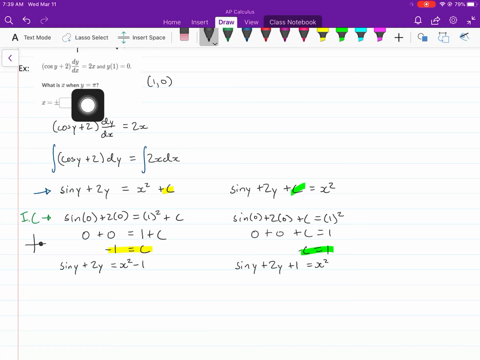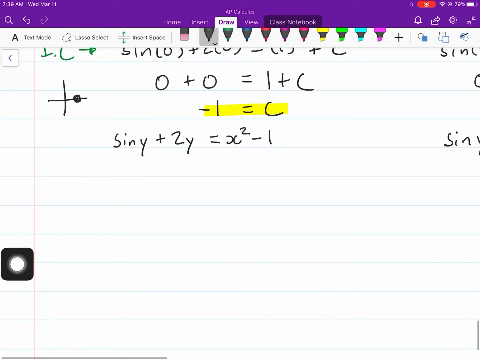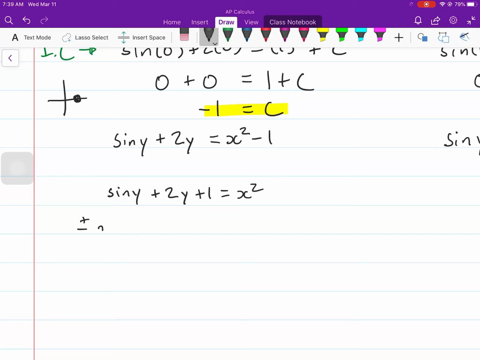So we want to know what is x when y is pi. So let me just go ahead and get our particular solution for x. So I'll go ahead and add the 1 to the other side. So we'll have sine of y plus 2y plus 1 equals x squared. Just add that 1 to the other side. Square root both sides, so I'll have plus or minus the square root of sine of y plus 2y plus 1 equals x. So this is what our x is.